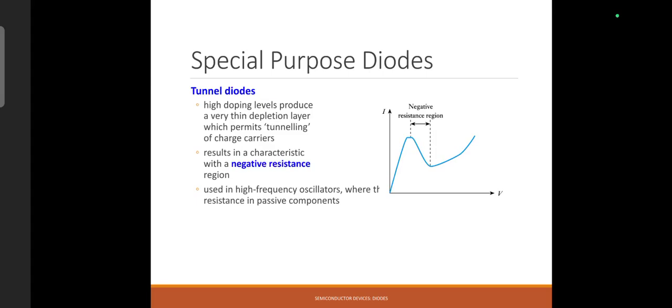Tunnel diode. A tunnel diode is a heavily doped semiconductor diode. Due to heavy doping, the depletion region becomes extremely thin. This allows electrons to pass through the junction by a process called quantum tunneling. Tunnel diodes exhibit a negative resistance region, making them useful in high-frequency oscillators and microwave circuits. Although they are less common today, they are still used in specialized electronic applications.